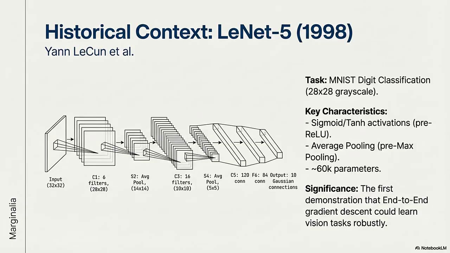Then the pattern repeats. After that, the features are flattened and passed to a couple of fully connected layers for the final classification. Now, it used average pooling instead of max pooling and older activation functions, but the fundamental blueprint is all there. And this was a huge deal. It was the first really compelling proof that you could train a network with this kind of hierarchical structure from end to end to solve a practical computer vision problem.